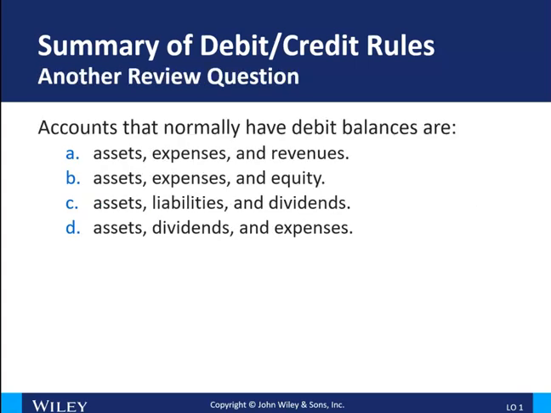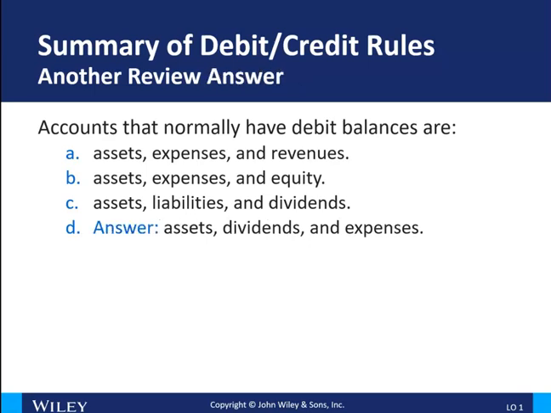Accounts that normally have debit balances are: assets, expenses, and revenues; assets, expenses, and equity; assets, liabilities, and dividends; or assets, dividends, and expenses. So one of those groupings, all the accounts listed have normal debit balances. The answer is D, assets, dividends, and expenses. Okay.